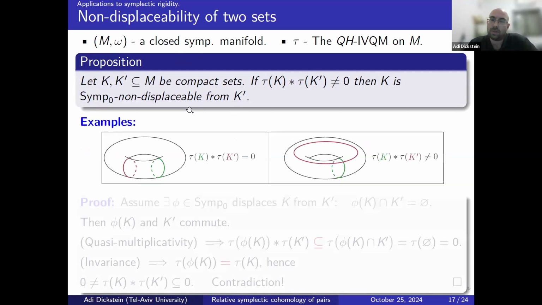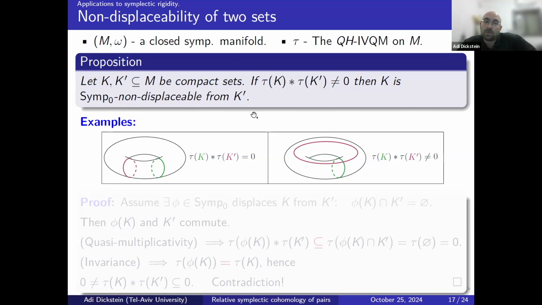So for instance, on the right, from topological reasons, we can displace these two circles, but also the product of their measures is not 0. And on the left, we can displace the circles by symp0 elements, but not using Ham elements. So in this case, we can't say anything about Ham non-displaceability, just about symp0 non-displaceability.